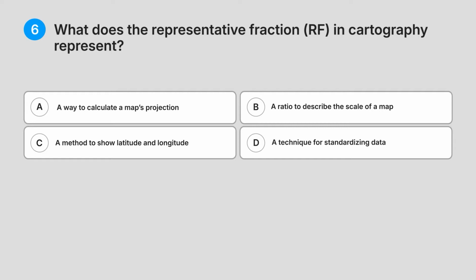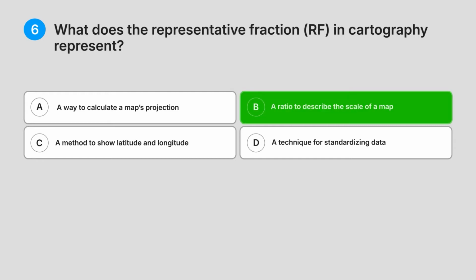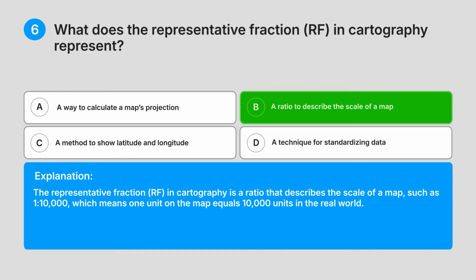Correct answer. B. A ratio to describe the scale of a map. Explanation. The representative fraction, RF, in cartography is a ratio that describes the scale of a map, such as 1/10,000, which means 1 unit on the map equals 10,000 units in the real world.